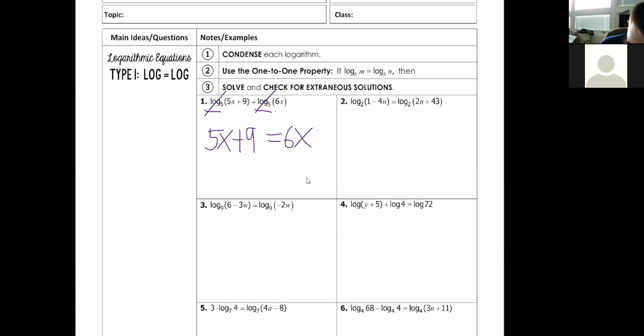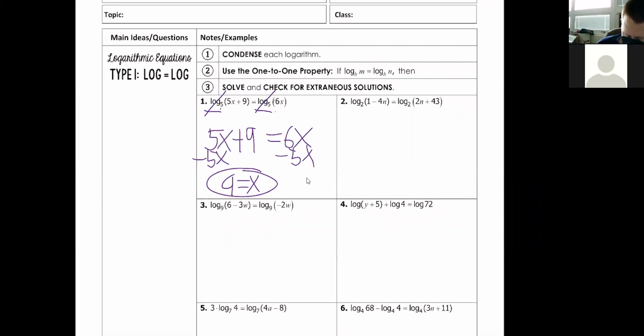For why this works, if you think about it, if you take this 5 up to this side or 5 up to this side, it's similar to when you had a common base. If you had something like this, remember, you could just get rid of your 5s and set the exponents equal to each other. It's really the same thing going on here. So if you solve this, you could just subtract the 5x. You get 9 equals x.